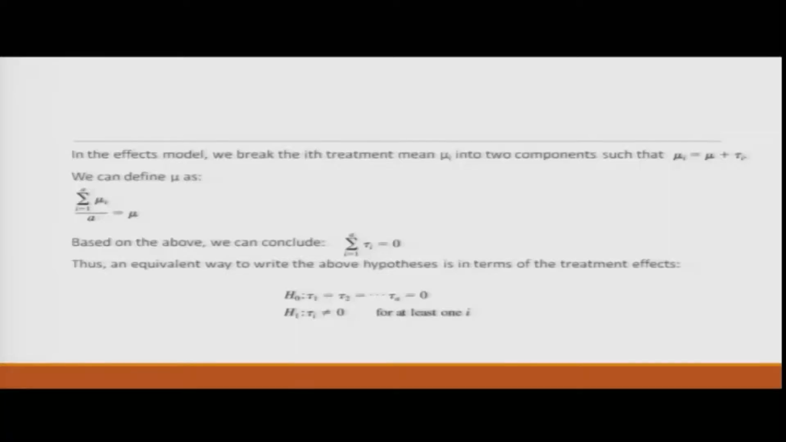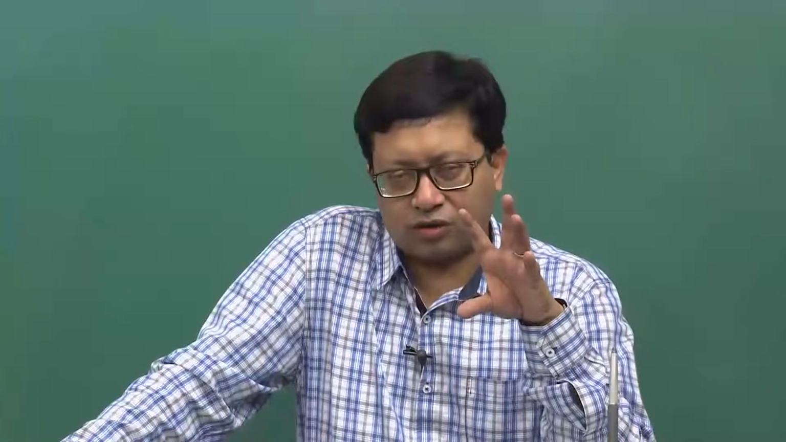In this effects model, we break the ith treatment mean mu i into two components, which I have mentioned as mu i is equal to mu plus tau i. We can define this value of mu as the summation of all the means divided by the number of treatments, which is the sum of mu 1, mu 2, mu 3 till mu a divided by a. Based on the above, we can conclude that the average of the fluctuations from the mean of the means is basically 0. So, the average of tau i is 0. This is important to note.